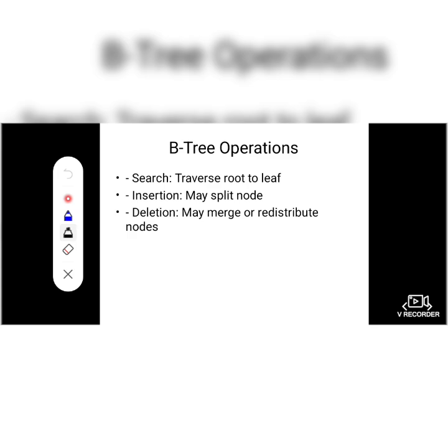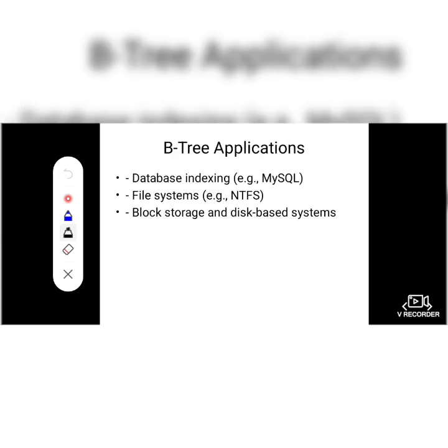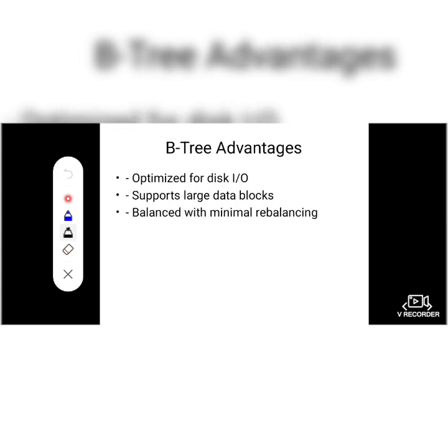So I'll tell you the applications before I start the operations. B-tree applications are databases, efficient indexing and storage, for example MySQL; file systems for block-oriented storage like NTFS or HFS; operating systems for disk-based operations, block storage and disk-based systems. Some B-tree advantages are optimized for disk I/O, supports large data blocks, and balanced with minimum rebalancing.